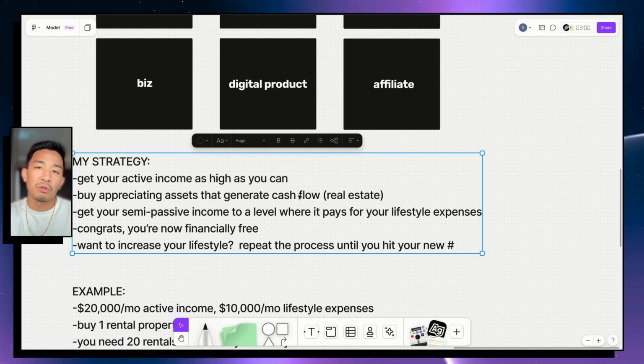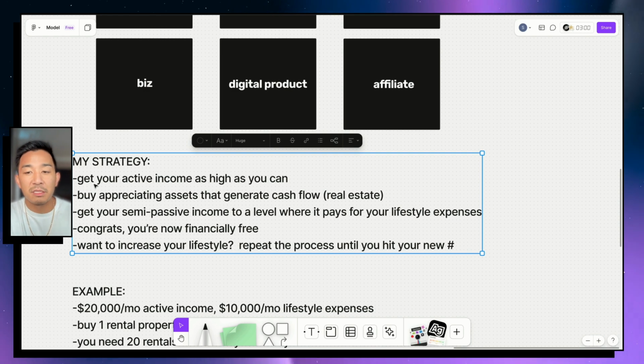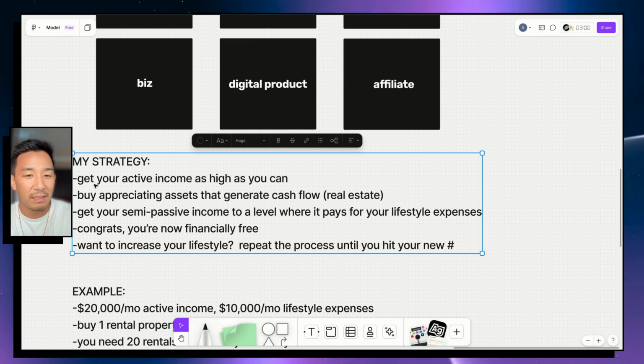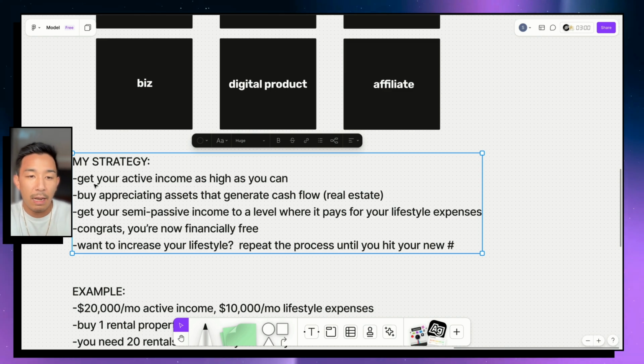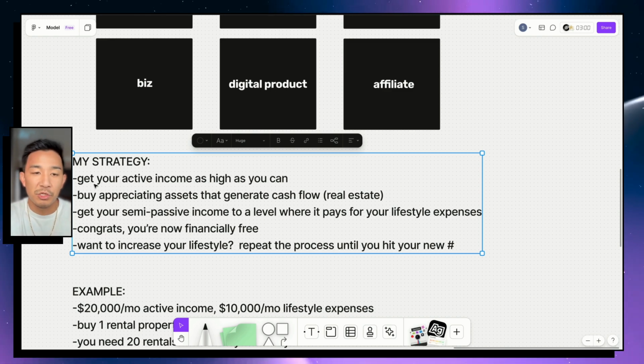Now, if you want to increase your lifestyle, then you need to go back and repeat this process until you hit your new number. So I've hit financial freedom a couple times now, but then I increased my lifestyle expenses. Maybe I started spending more on entertainment. I just recently bought a house. I'm also getting into bigger real estate deals, so I need to have a higher active income. So I'm not just sipping margaritas on the beach.